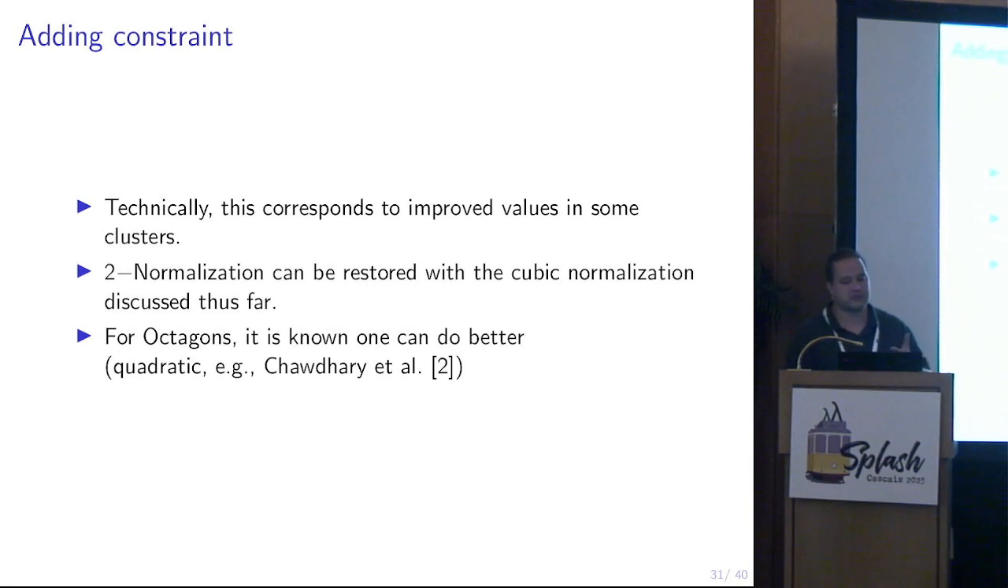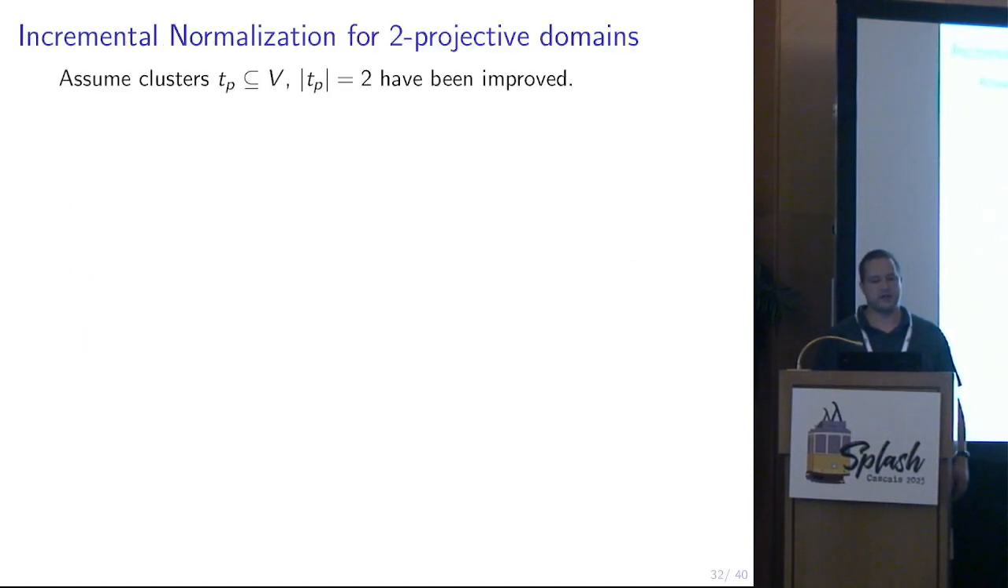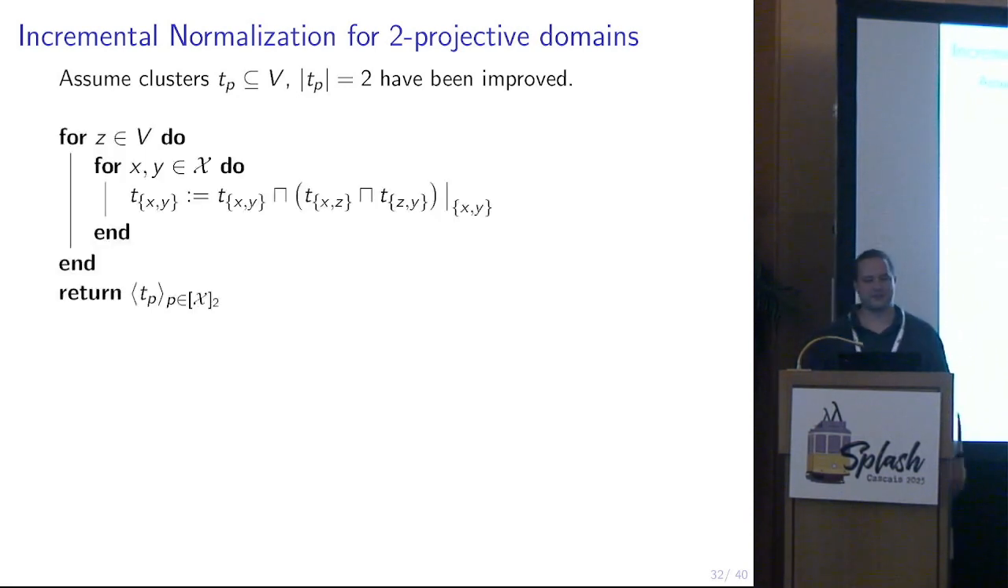However, it is known that for octagons, one can do better. One can actually do this in quadratic time. Now the question is, does this translate to the notion of these 2-projective domains? And it, in fact, does. So if we assume that some clusters have improved, here we make this additional assumption that these improvements to the clusters, you're not making them to the single variable clusters. This is just so that we can skip this initialization step. It is not a limitation, because if you want to restrict a single variable, you just add it to any of the 2 clusters that you have.